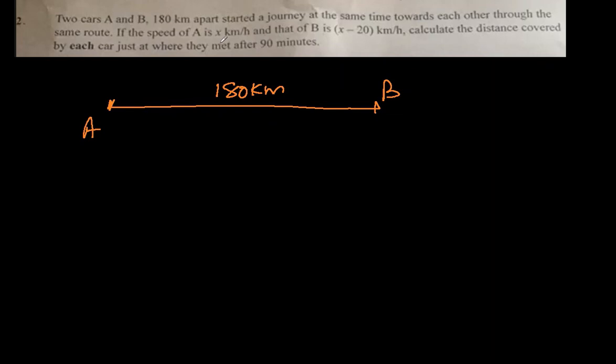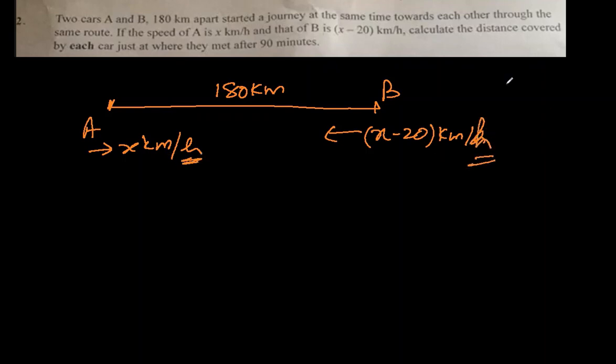If the speed of A is x kilometers per hour, so it is going here x kilometers per hour, and B is 20 kilometers lesser, x minus 20 kilometers per hour, towards this direction. Calculate the distance covered by each car just at where they met after 90 minutes. Since it is kilometer per hour and hour here, so 90 minutes should be changed to hours first, which is 1.5 hour, right? This is what we will use now.